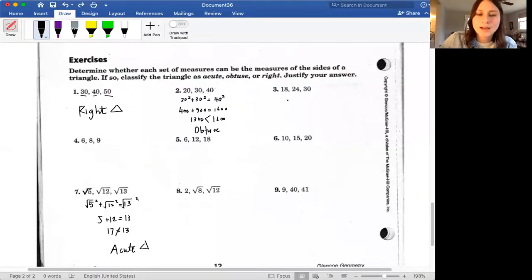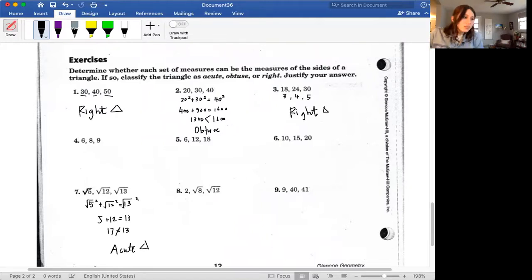So we could take a look at any of them to see if they are divisible by the same number and become a triple. Like number 3, if we wanted to check and see if it's a triple, we could say, okay, all these numbers can be divided by 6. So this would be 3. 24 divided by 6 is 4. 30 divided by 6 is 5. Okay, I have a 3, 4, 5. So this is another right triangle.